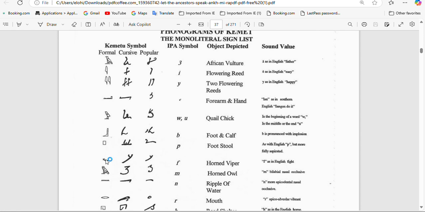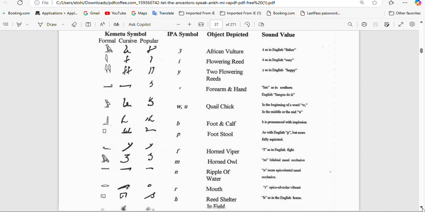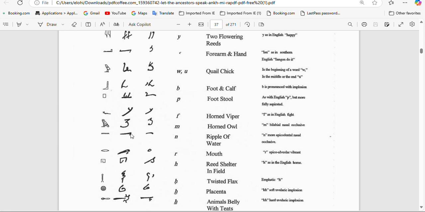This is the M here, and it's a horned owl. You see it in the two different scripts. An M, bilabial nasal occlusive. Let's go down a little bit more. It's a ripple of water, and it's an N. You see here it's a ripple of water. N is more epiglottal nasal occlusion. This is a mouth, and it's pronounced R here, and in the other two scripts. R.